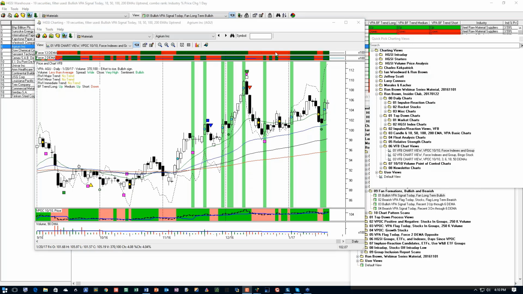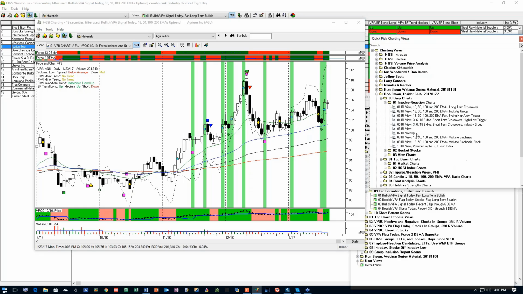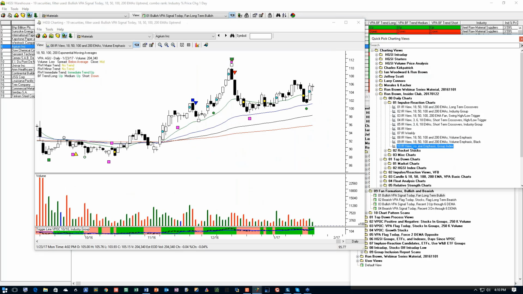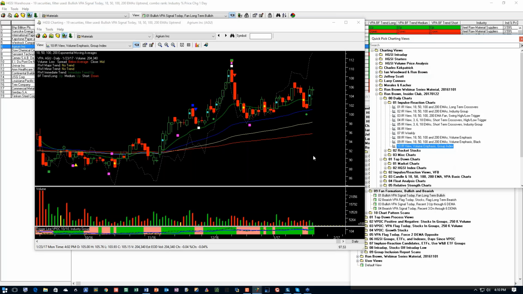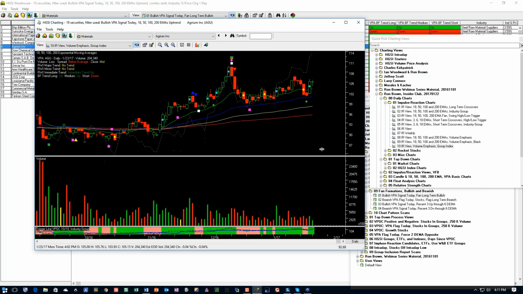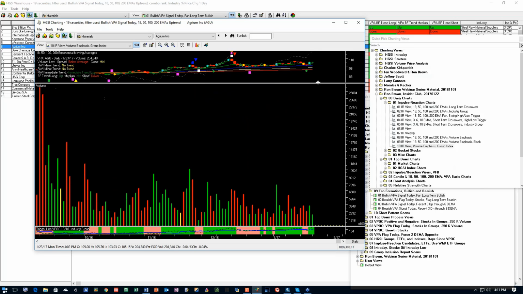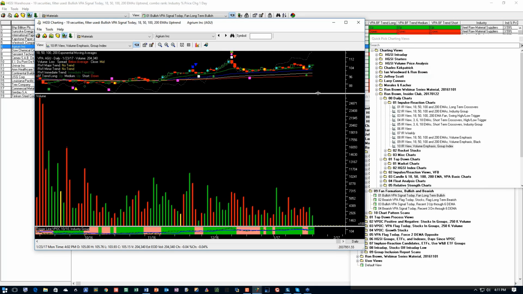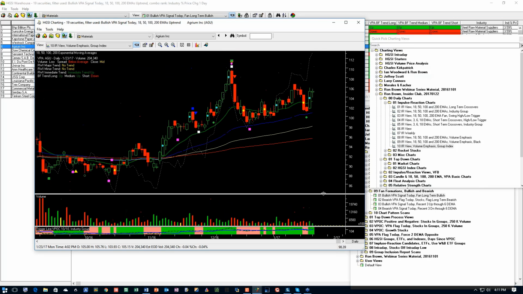Now let's move. I didn't want to do that. Let me move back up to this other chart on the impulse reaction with the volume emphasis and the group index. It's number 10 here. The reason I put these charts in this time is I want the ability to move this window up and see what the volume's actually doing. These volume spikes tell us a lot.